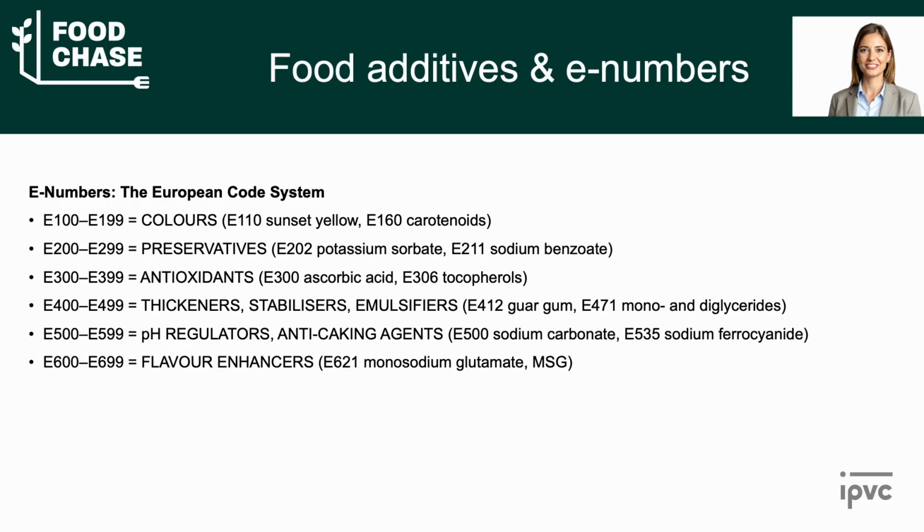The E-number system is your shorthand. If you see E202, you immediately know it's a preservative, probably preventing microbial growth. If you see E412, you know it's a thickener or stabilizer, probably improving mouthfeel or consistency. Learning the E-number ranges takes about 5 minutes and saves you hours of looking things up.